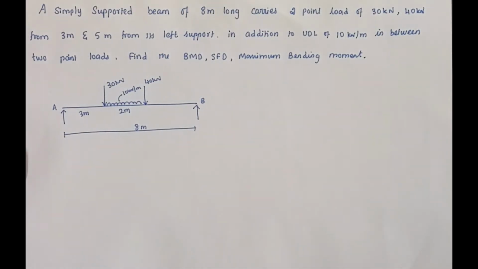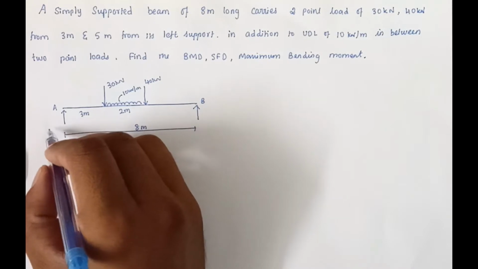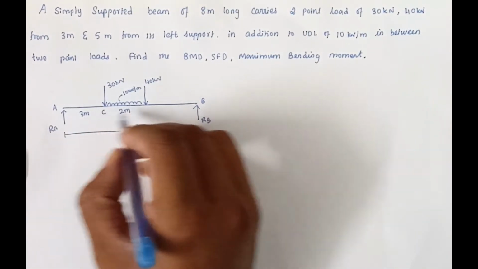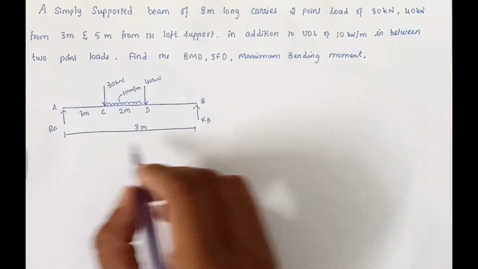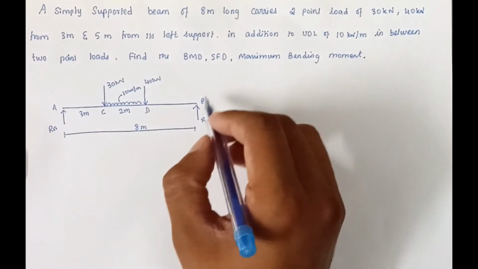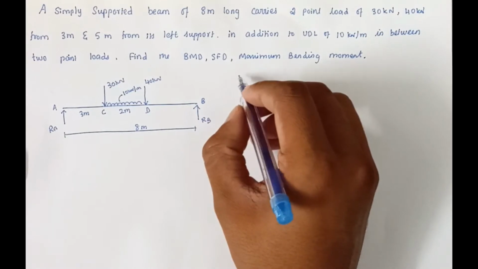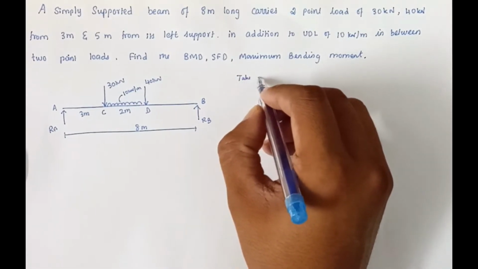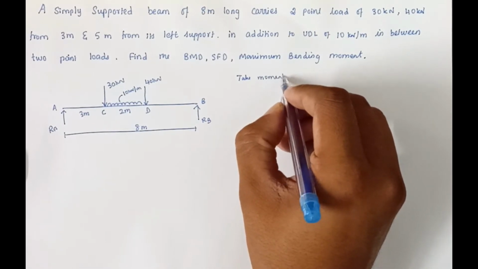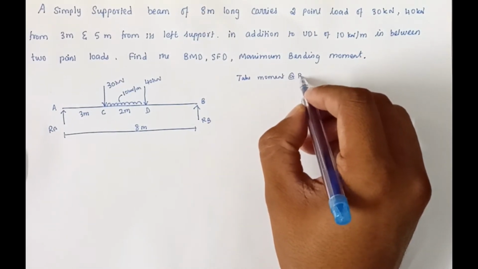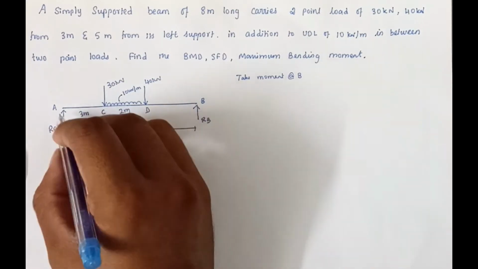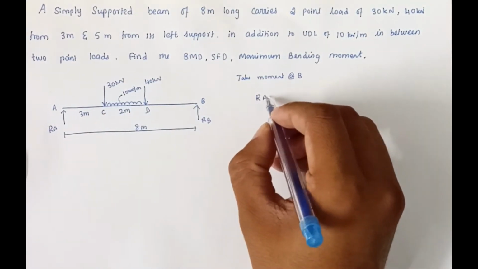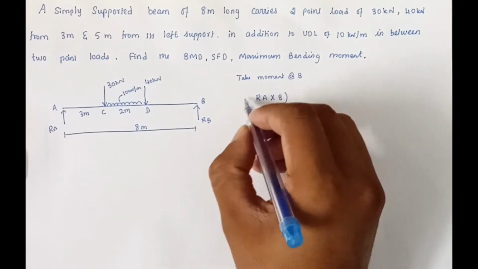From this case, first we have to find out the reactions RA and RB. Name this point as C and this point as D. To find RA and RB, we can take moment about B. So the force, this is a point load, so RA into 8 meter.